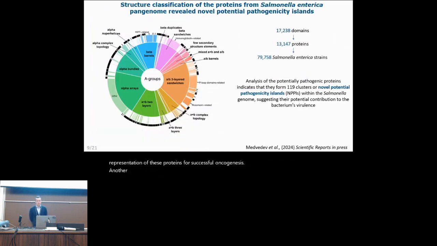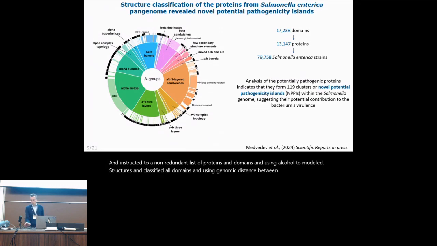Another project was related to the Salmonella enterica pangenome. Salmonella is a pathogenic bacterium which causes severe disease, and we used all available Salmonella strains from the NCBI database. It's about 80,000 strains, and we extracted a non-redundant list of proteins and domains, and using AlphaFold, we modeled all structures and classified all domains, and using genomic distance between.